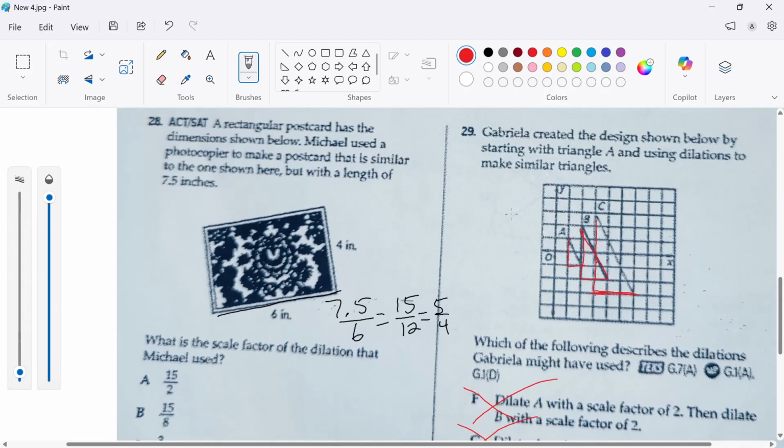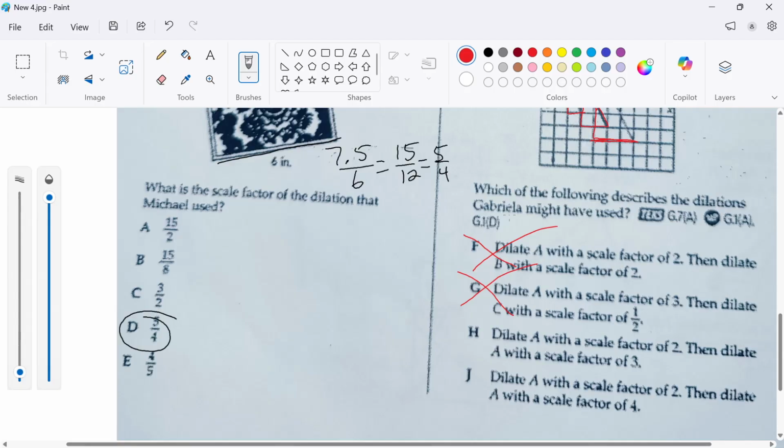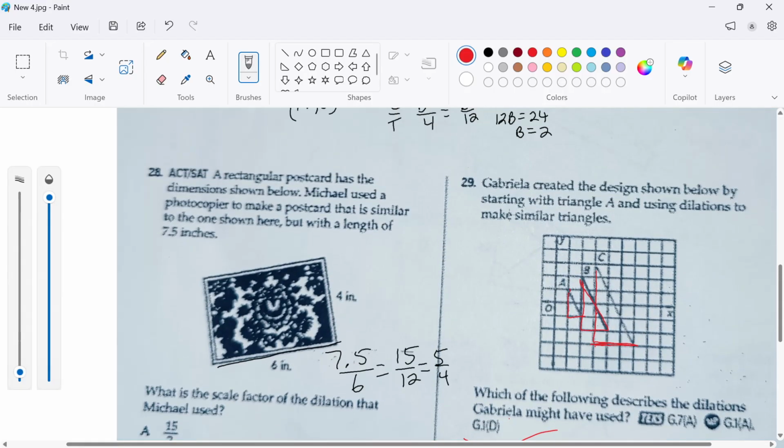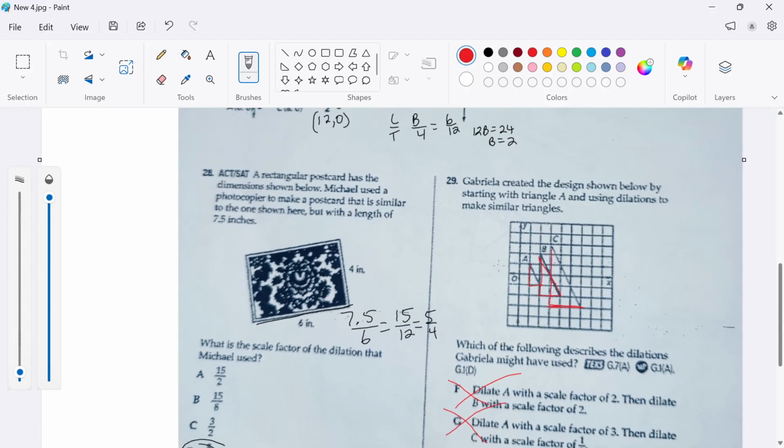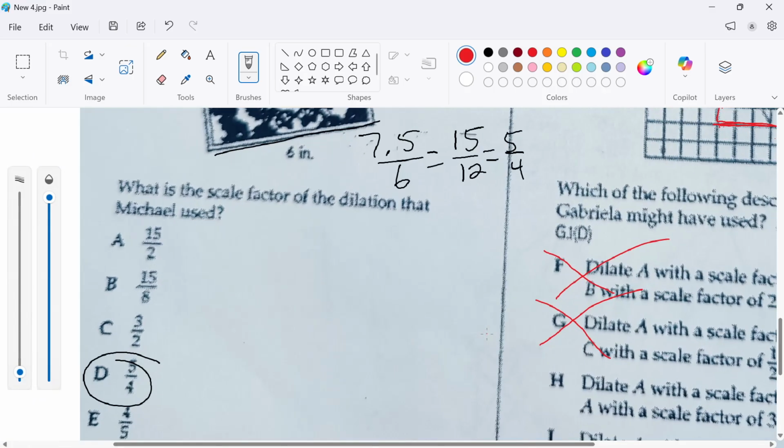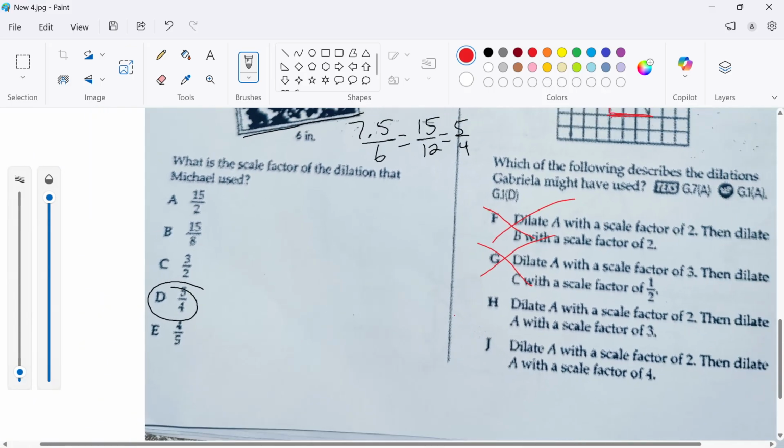Dilate A with a scale factor of 2. That would get me B. 2 times 2 is 4. Then dilate A with a scale factor of 3. So A times 2 is B, yes. A times 3, 3, and 2 times 3 is 6. 1, 2, 3, 4, 5, 6. Yes, if I dilate A with a scale factor of 2, I get B. And if I dilate A with a scale factor of 3, I get C. So that one seems to work.